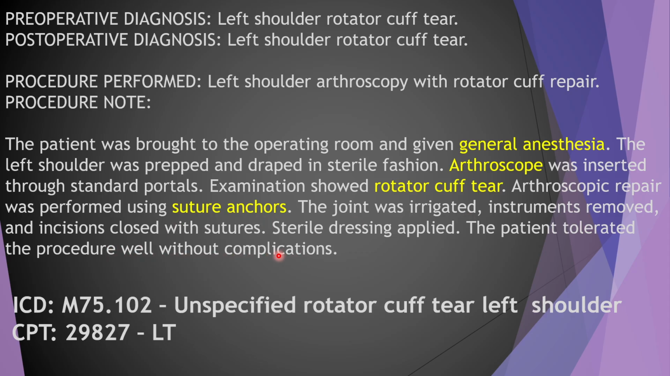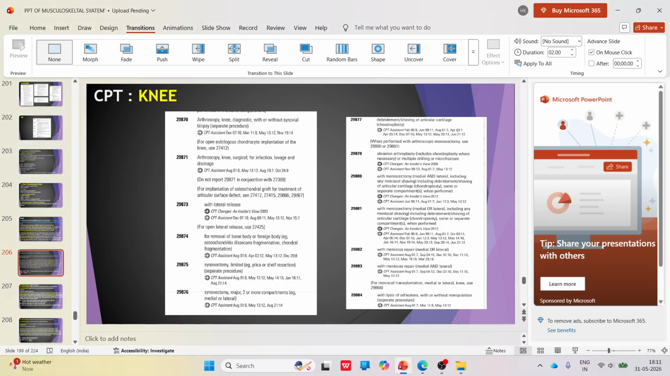So here, what is done? There is a rotator cuff tear. After the arthroscopic examination, the rotator cuff tear is there, so this tear should be repaired. Here repair is performed using suture anchors. So this is a left shoulder arthroscopy with rotator cuff repair. The rotator cuff repair code will be the major procedure. We can't code the diagnostic arthroscopy code. Okay, so we'll see the navigation of this.